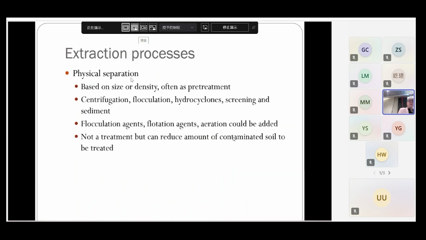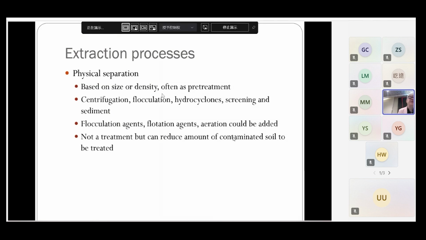So once you do the extractions, you could do some physical separations. So there are a whole set of techniques. A lot of them are used in the mining industry. So when you're processing mining ores and things like this, a lot of these processes are available from the mining industry. So they're well known.